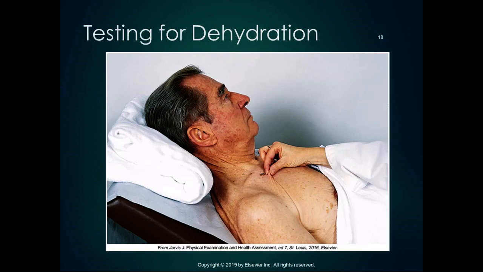This shows someone testing a patient for dehydration. Often, instead of testing on the hand, like that other picture, you test right below the clavicle. Because if their trunk is dehydrated, you know that it's progressed.